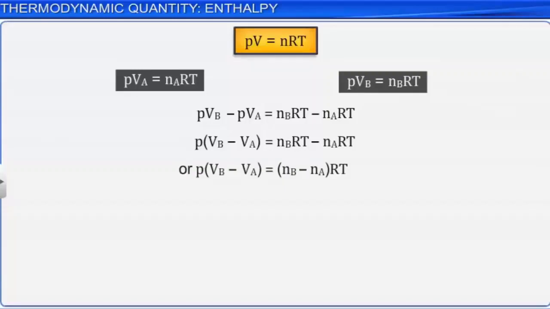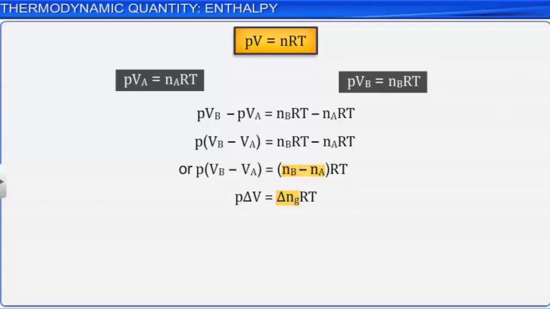That is, pressure P multiplied by the change in volume, ΔV, equals the change in number of moles of gas, Δn, times RT. Note that Δn is the number of moles of gaseous products minus the number of moles of gaseous reactants.